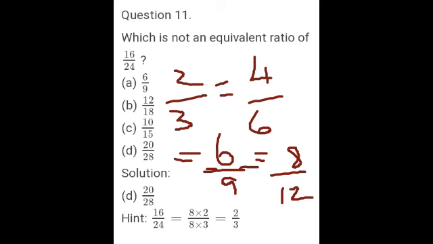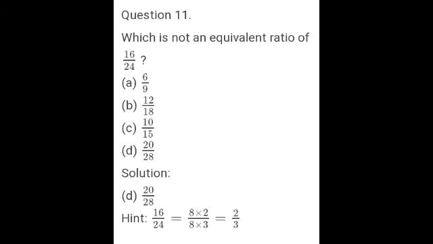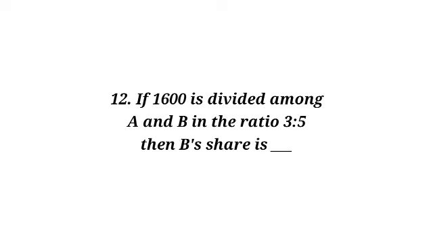The equivalent fractions for 2 by 3 are 4 by 6, 6 by 9, 8 by 12, 10 by 15, 12 by 18, and it will go on continuously. In the options, 6 by 9 is there, 10 by 15 is there, 12 by 18 is there. Only 20 by 28 is not an equivalent ratio. So the answer is 20 by 28.